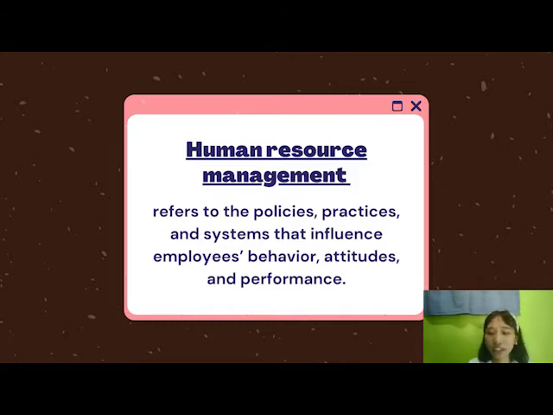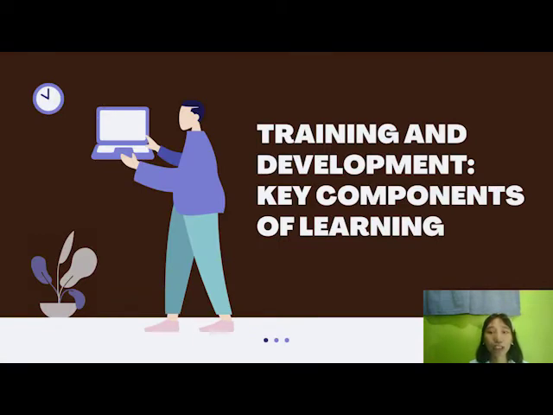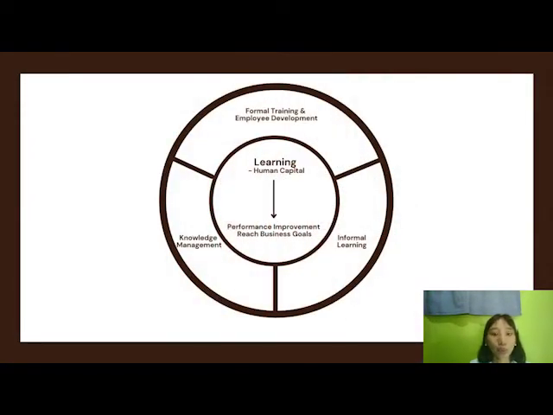Okay, now let us discuss our next topic, which is training and development, key components of learning. As mentioned a while ago, we will be focusing on the understanding of training and development in today's organization. The figure shown represents the role of training and development in businesses. Training and development have a main goal, and this is to learn or acquire learning. Training can be used as a tool in developing the employee's effectiveness and efficiency.